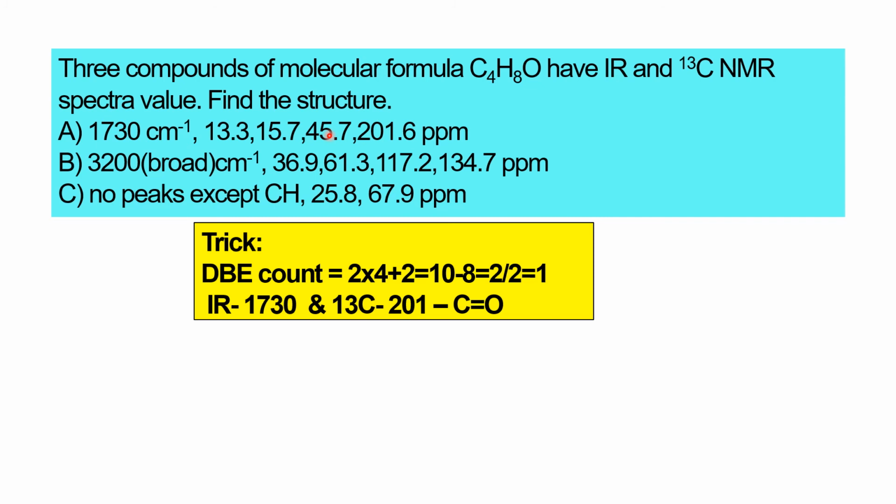Where we need to place it, you see all the values 13, 15, 45.1. This shows there is no oxygen directly attached to these carbon atoms. If oxygen is attached, the value is close to 50 or 58 or above 60. It is not less than 50. If it is less than 50, no oxygen atom is attached to the carbon atom.